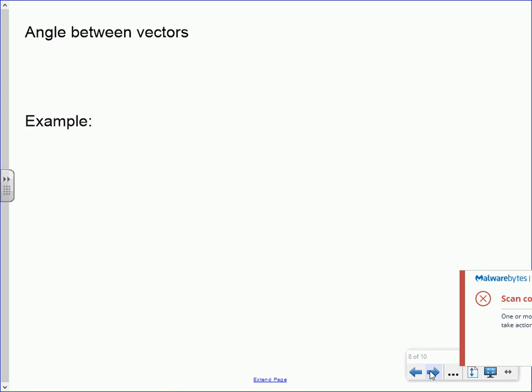Angle in between vectors. There is a formula for angle in between vectors. This is when you're going to need your calculator. Okay? So you may want to get that out. As we remember the formula for the angle in between 2 vectors.